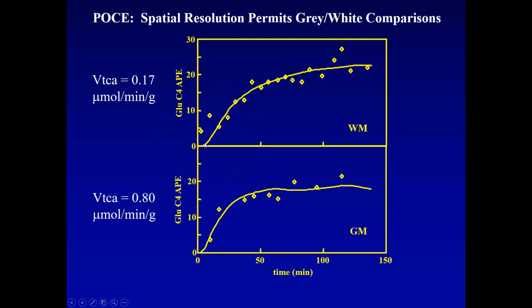And by analyzing these both together, we found that gray matter has about 5 times the TCA cycle rate. That's where the intermediary metabolism closely related to oxidation. It is oxidation of substrates, and then it's linked to oxidative phosphorylation to make ATP. So this is about 5 times as fast as the same process in white matter, which is similar to what high-resolution PET has shown.